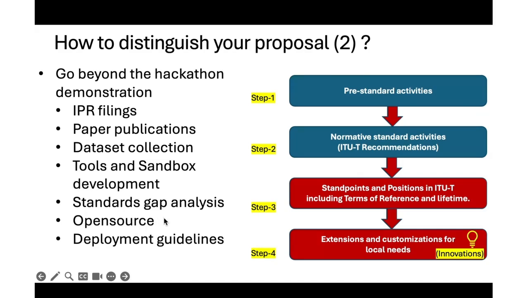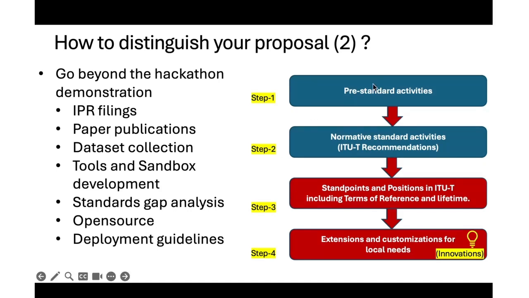What are the open source publications, code publications that can be done as part of it? And what are the deployment guidelines which can be added as part of the proposal? So these are some of the points which can really distinguish your proposal in terms of maturity and the steps in creating this, elevating your score with respect to the competition.